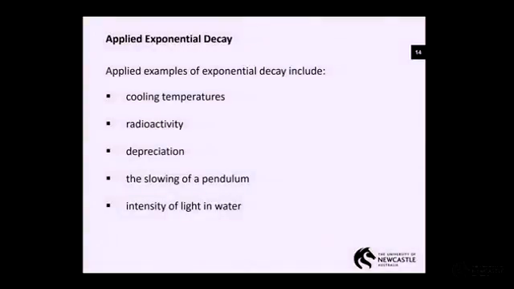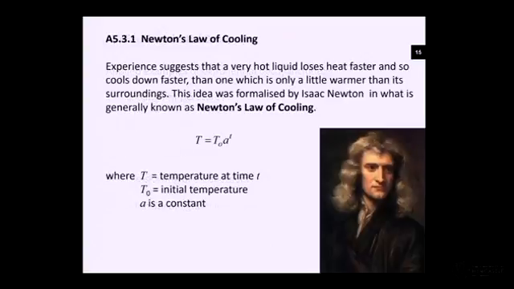Round the other way, applied exponential decay. So decay is going down, all right? These are the graphs that, when we introduced it to you before from last semester, are going down like that. It comes up in things like cooling temperatures. They might pop up in some of your science areas. Radioactivity, depreciation, which is usually about your money, or even cars depreciate. The slowing of a pendulum, the intensity of light in water. So these are some areas that it pops up. And again, we don't go into too much of the physics behind it, but it's talking about Newton's law of cooling.